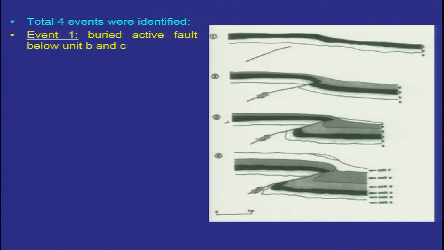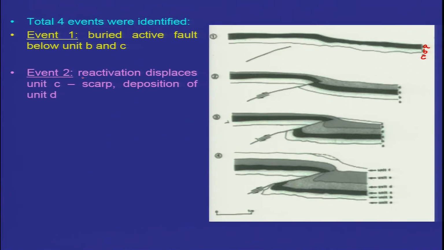If you see event 1, a buried fault below unit B. So you have unit B here, and the buried fault below units B and A. These are the 2 units. I am sorry, the image is not clear, but this is B, this one is C here, and then you have A here. So event 2 reactivated and displaced the unit C scarp, with deposition, and so this was displaced.